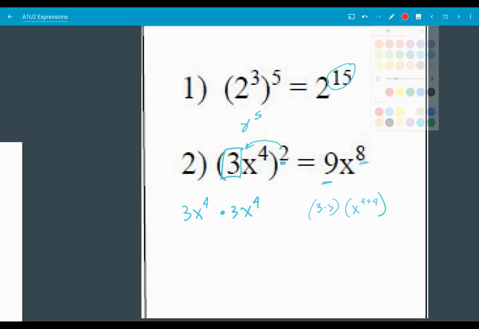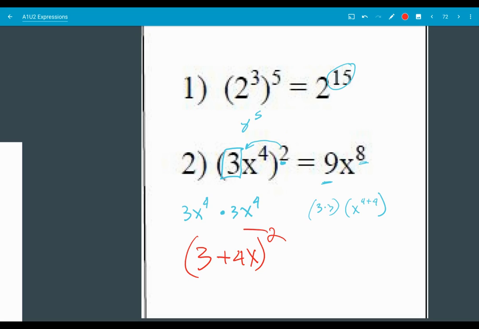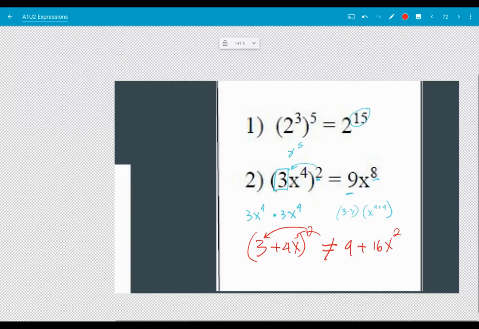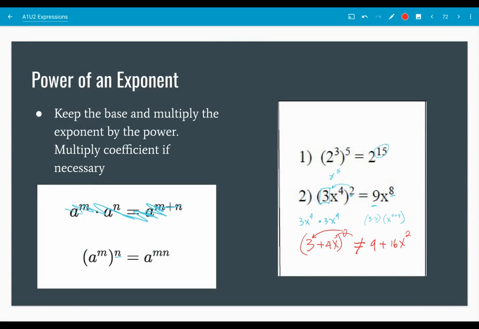You need to be careful, because what this does not mean is if you have 3 plus 4x squared, you cannot take this square and distribute it. This is not equal to 9 plus 16x squared. That is not the case. So remember, squared, or when you have an exponent outside of parentheses, it's repeated multiplication. So you have those terms inside the parentheses however many times the exponent says. So be careful with the power of an exponent property.